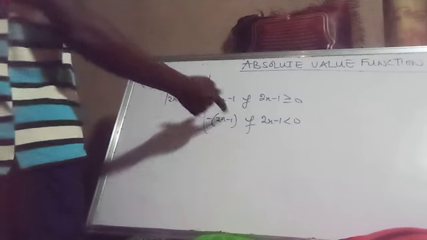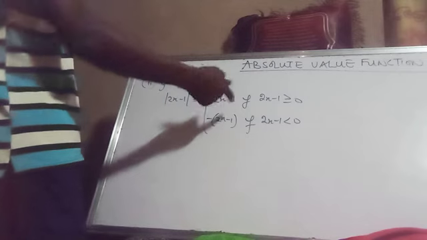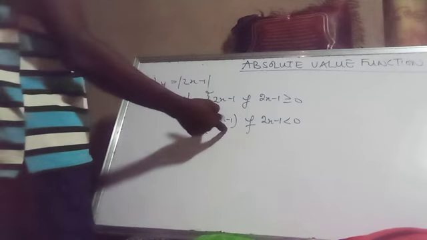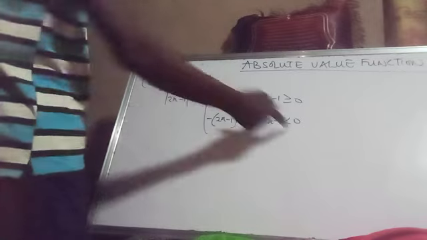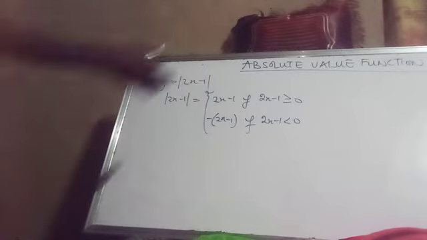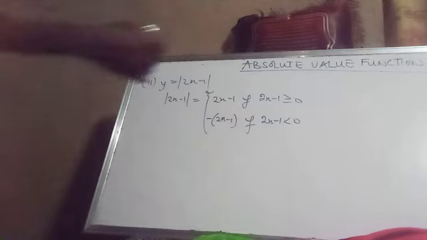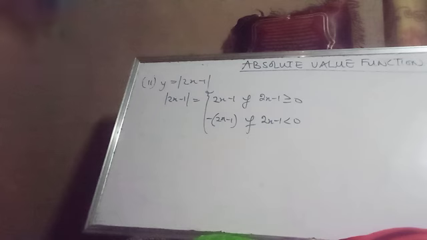So as not to confuse ourselves, we have to put 2x minus 1 in brackets. So minus (2x minus 1) if the value given to us is less than 0. So let's find out. We have to solve, because for us to be able to sketch this graph, we will need to find the values of x, we need to find the value of y.